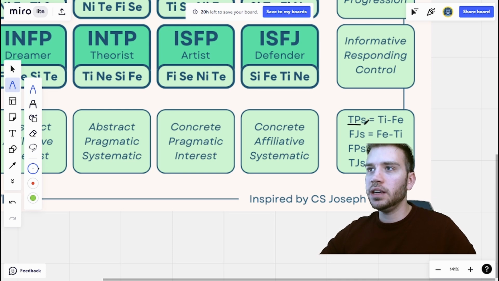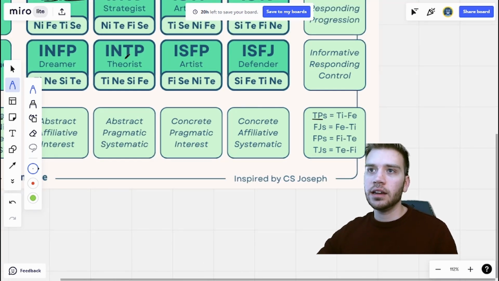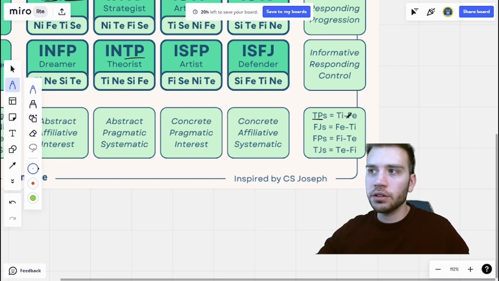But we have TPs, and all that means is that those are their last two letters, and that's how you figure out their judging functions. So TPs have Ti first and Fe second.